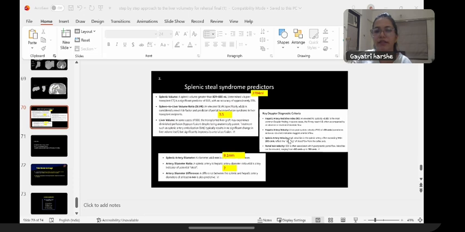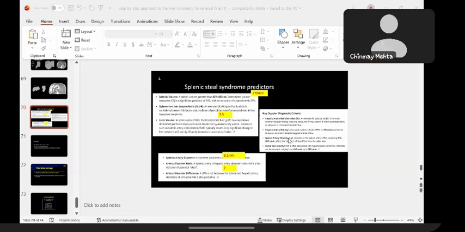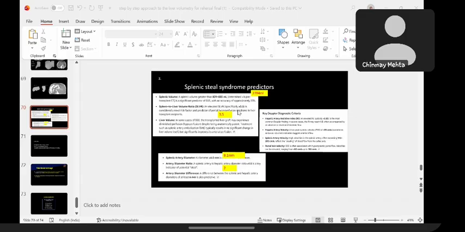So these are a few of the indicators of splenic steal syndrome, and clinically the patient will have cholestasis. There will be obstructive jaundice also further. So from the clinical perspective, we will see these things. Okay, thank you. The next question, or a group of questions, are with respect to the correction factors.